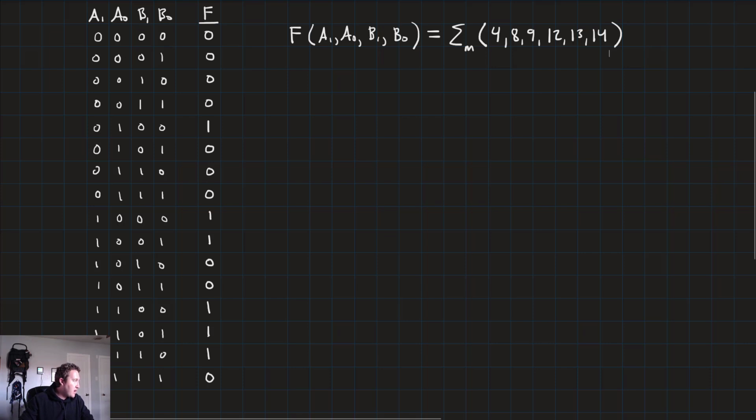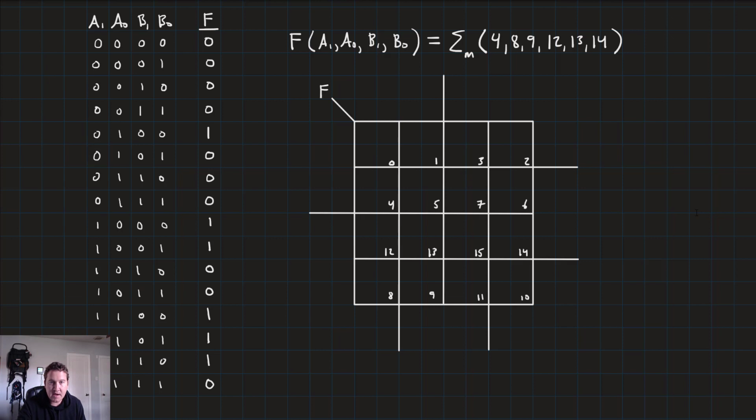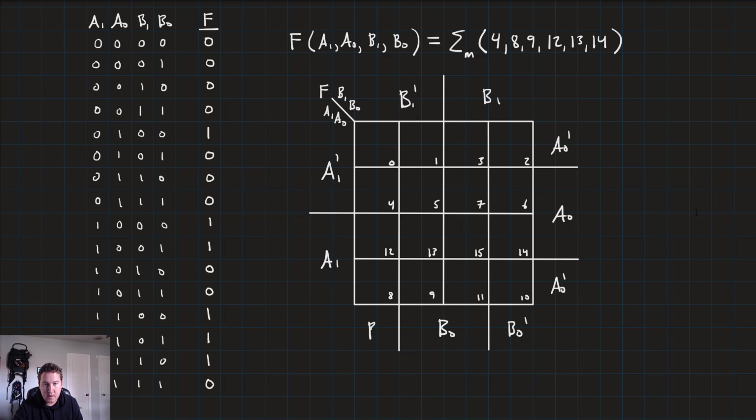So let's go ahead and grab a K-map. We've got to populate the outside now to make it fit with our variables. So we have A1 and A0 down at the side, B1, B0 here on the top, and this translates to A1 not, A1, then A0, A0 not on the outsides, and then B1 not, and B1, and on the bottom here, B0, B0 not. Now let's go ahead and drop in our minterms. So we have 4, 8, 9, 12, 13, and 14.